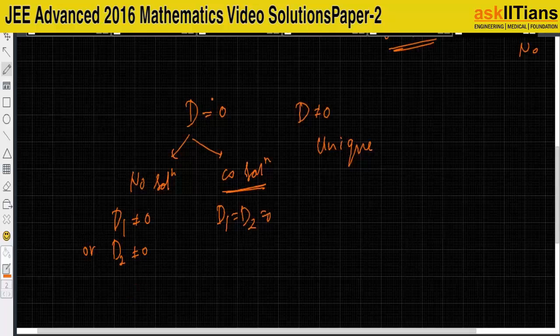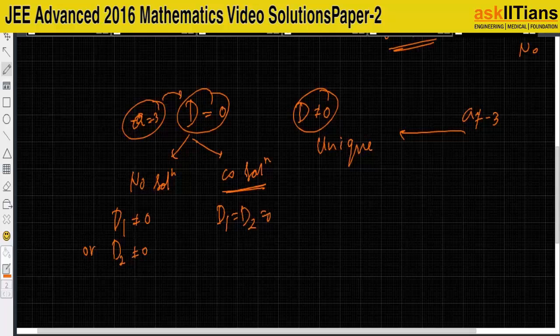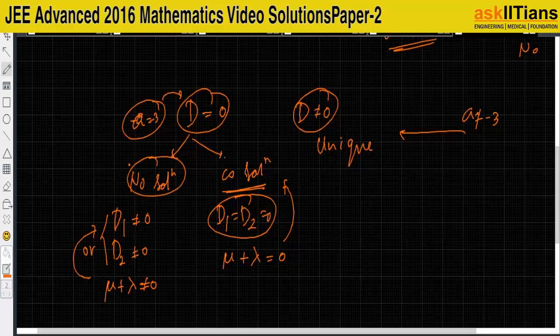Here D will be 0 if A is minus 3 in this question. If A is not equal to minus 3, that means D not equal to 0, that means a unique solution. If A equal to minus 3, that means D equal to 0, that means either no solution or infinite solutions. Then if I check the values of D1 and D2, if lambda plus mu is 0, then these too will also be 0, so I'll get infinite solutions. If lambda plus mu is not equal to 0, then these too will be non-zero, so I'll get no solution. This is how we use Cramer's rule.